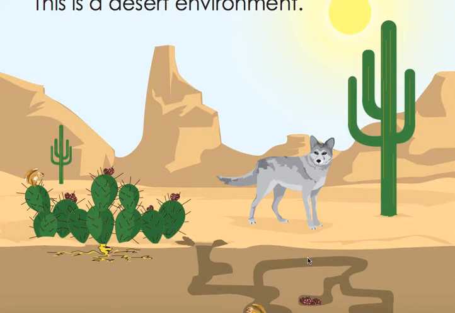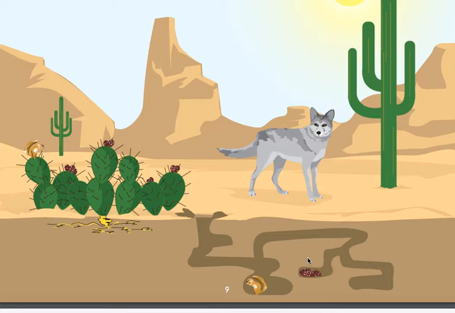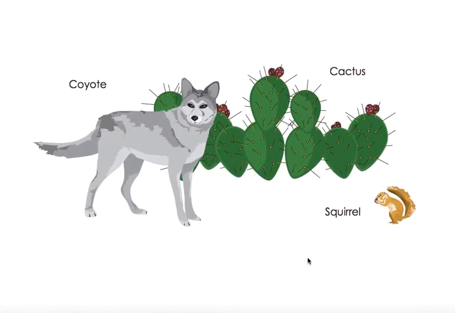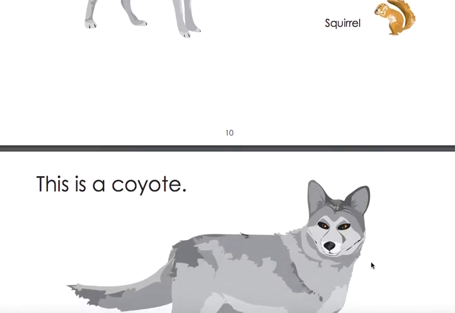This is a desert environment. Take a moment to look at the plants and the animals in the desert environment. We saw a coyote, cactus, and there's my favorite animal, the squirrel.